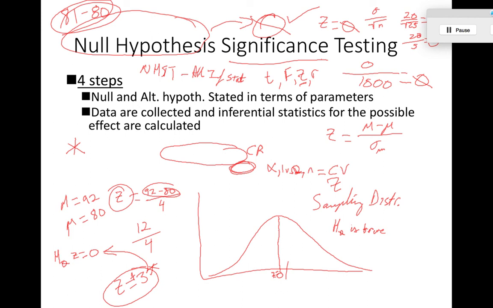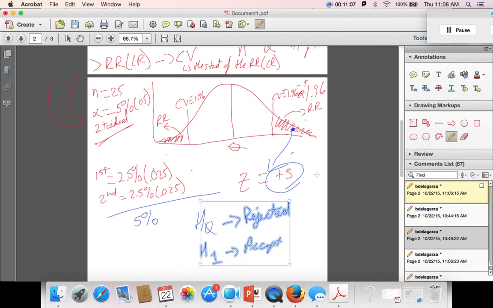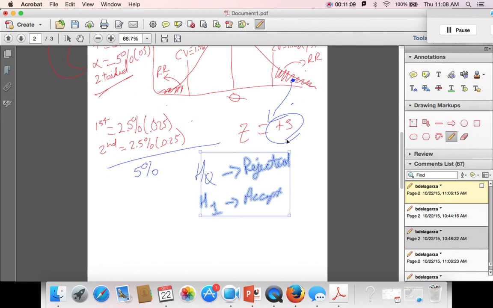Now, does this mean it's an important finding? No, it doesn't mean that at all. Because remember, significant does not mean important. Significant, all that it means for us is that we found extreme differences or extreme relationships in our data. So in our particular case here, we have now identified that our z-score of positive 3 does land in the region of rejection.